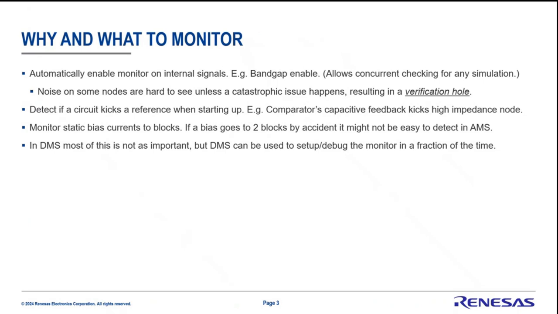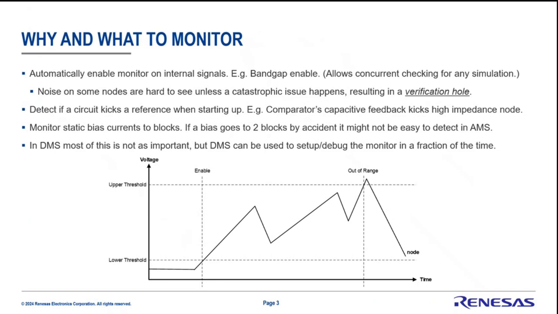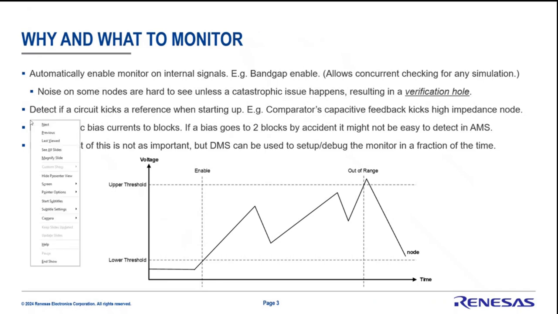but it's not as important. Everything's an ideal model, so really your band gap should stay at 1.2 volts. But what you can do is use DMS to debug the setup, get the monitors all working in a fraction of the time, so that when you run your more costly AMS simulations, at least you've set up these components correctly.